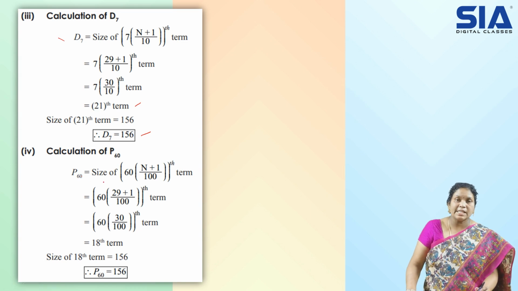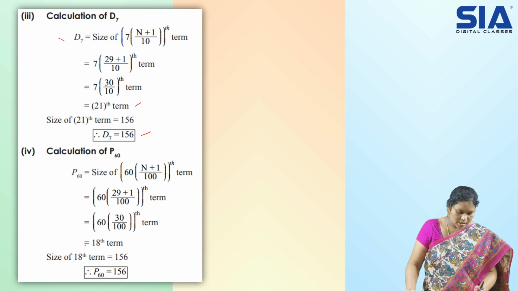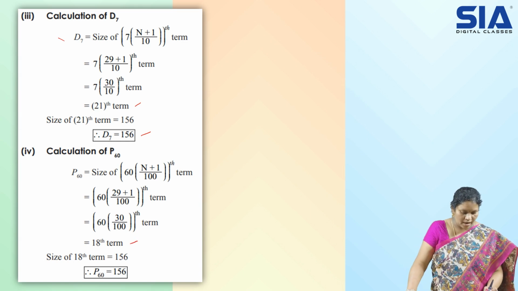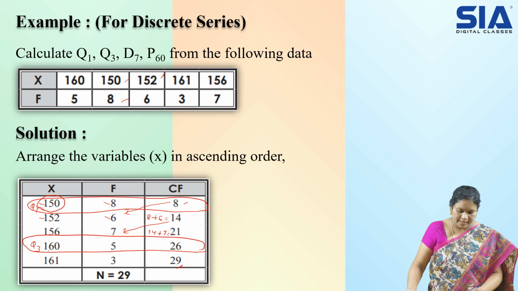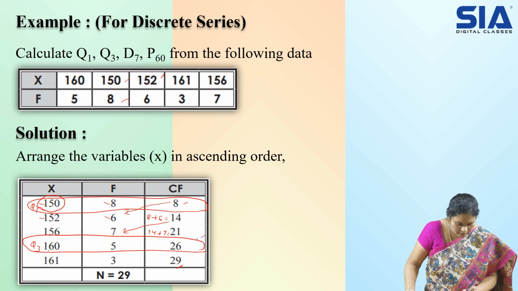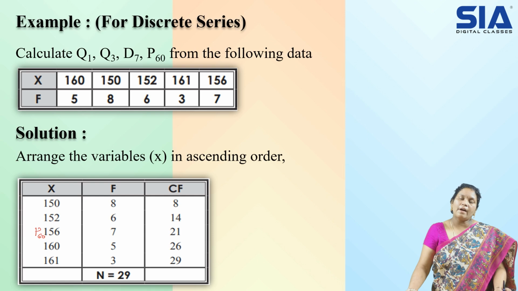Next let us go for P60. P60 we know the formula again, 60 into (n plus 1) by 100th term. So substitute and get the values. You got the 18th term. So check whether 18 is in your cumulative frequencies or not. If you don't have the 18th value, you have to go for the next highest. So 18 we don't have here. The next highest is 21. So whatever corresponds to 21 becomes your P60. So this is how we got the value for P60.